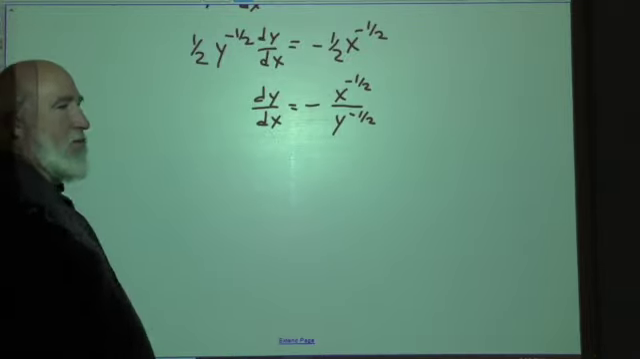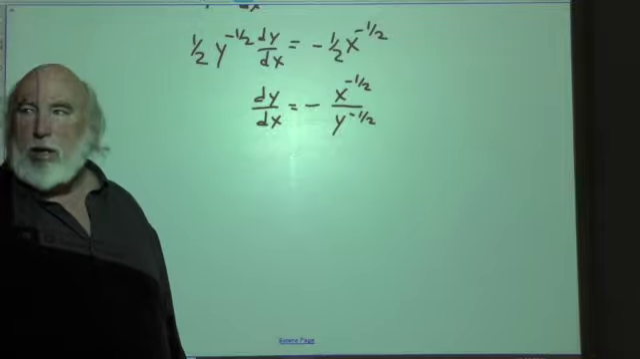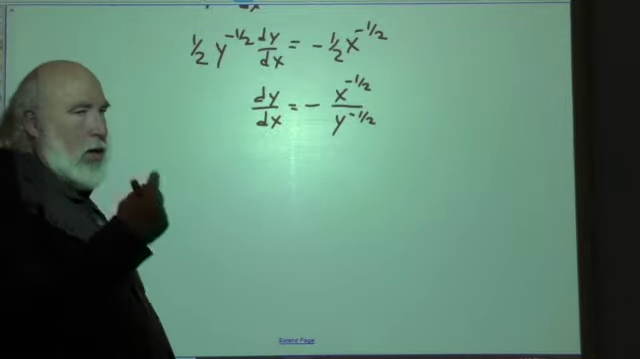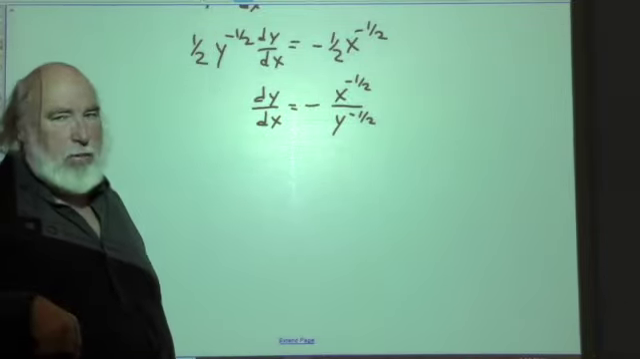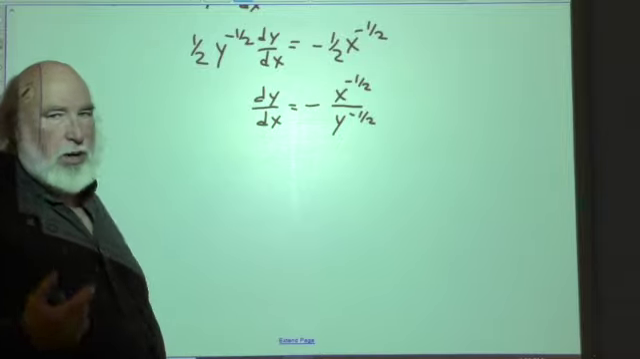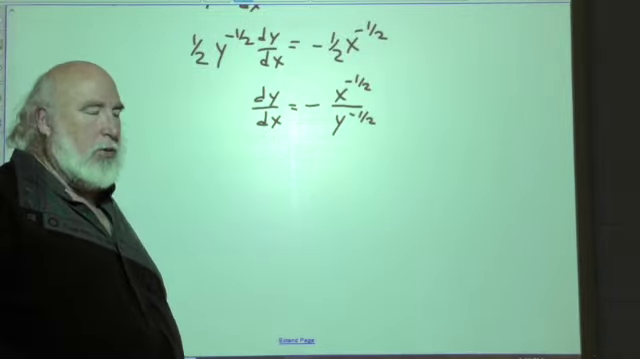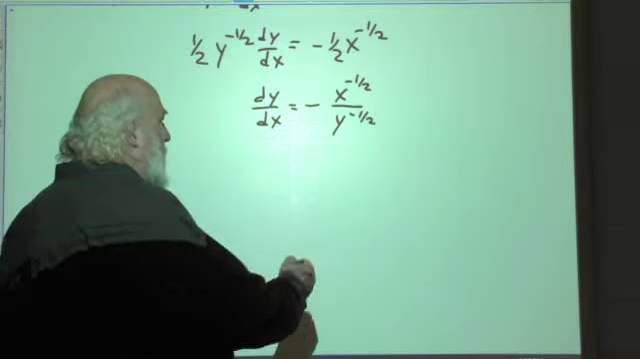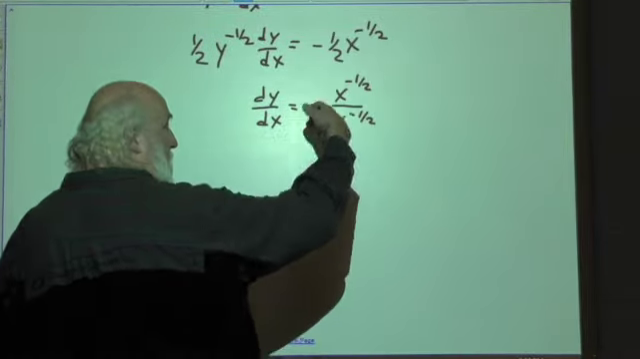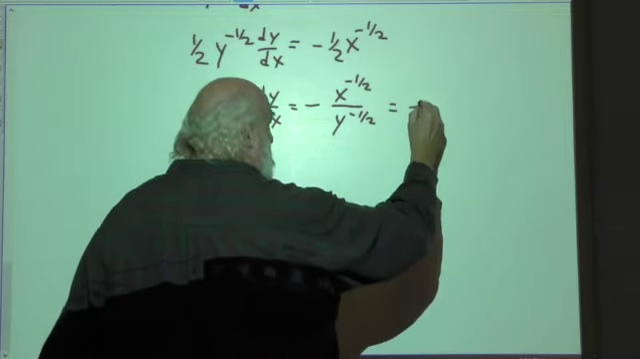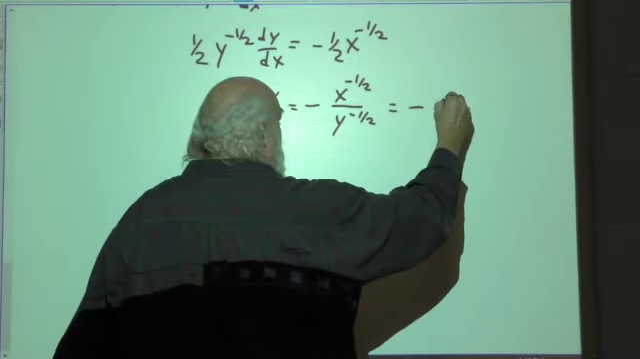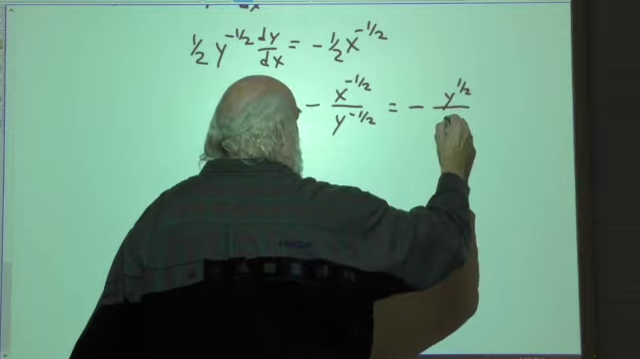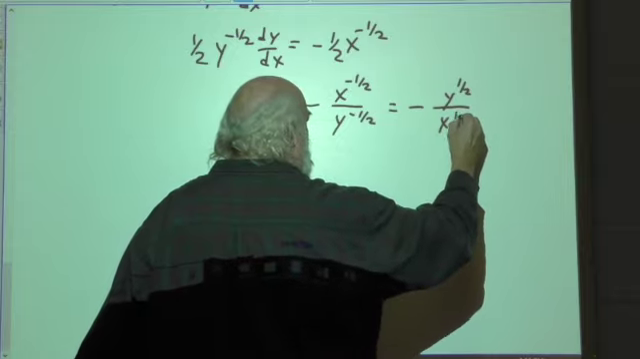Now, a negative exponent means that the radical goes to the other side of the fraction. So the numerator becomes the denominator as a positive exponent, and the denominator becomes the numerator because of the negative exponent. This negative sign stays the same. It has nothing to do with exponents. So negative, and that will be y to the positive 1/2 power over x to the positive 1/2 power.